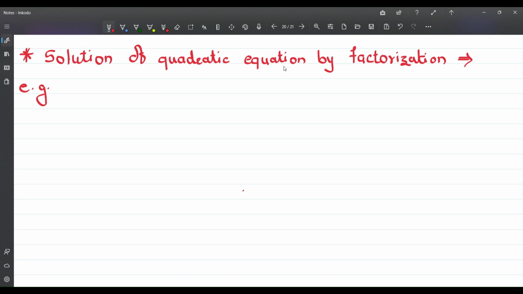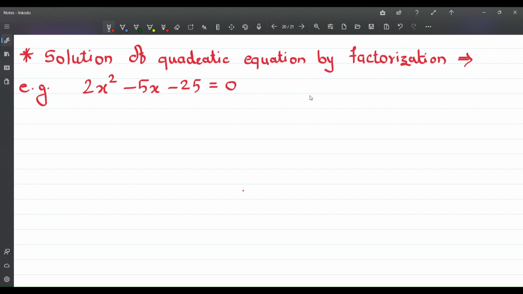Solution of quadratic equation by factorization. If we are given the equation 2x square minus 5x minus 25 is equal to 0, and we have to solve this quadratic equation.